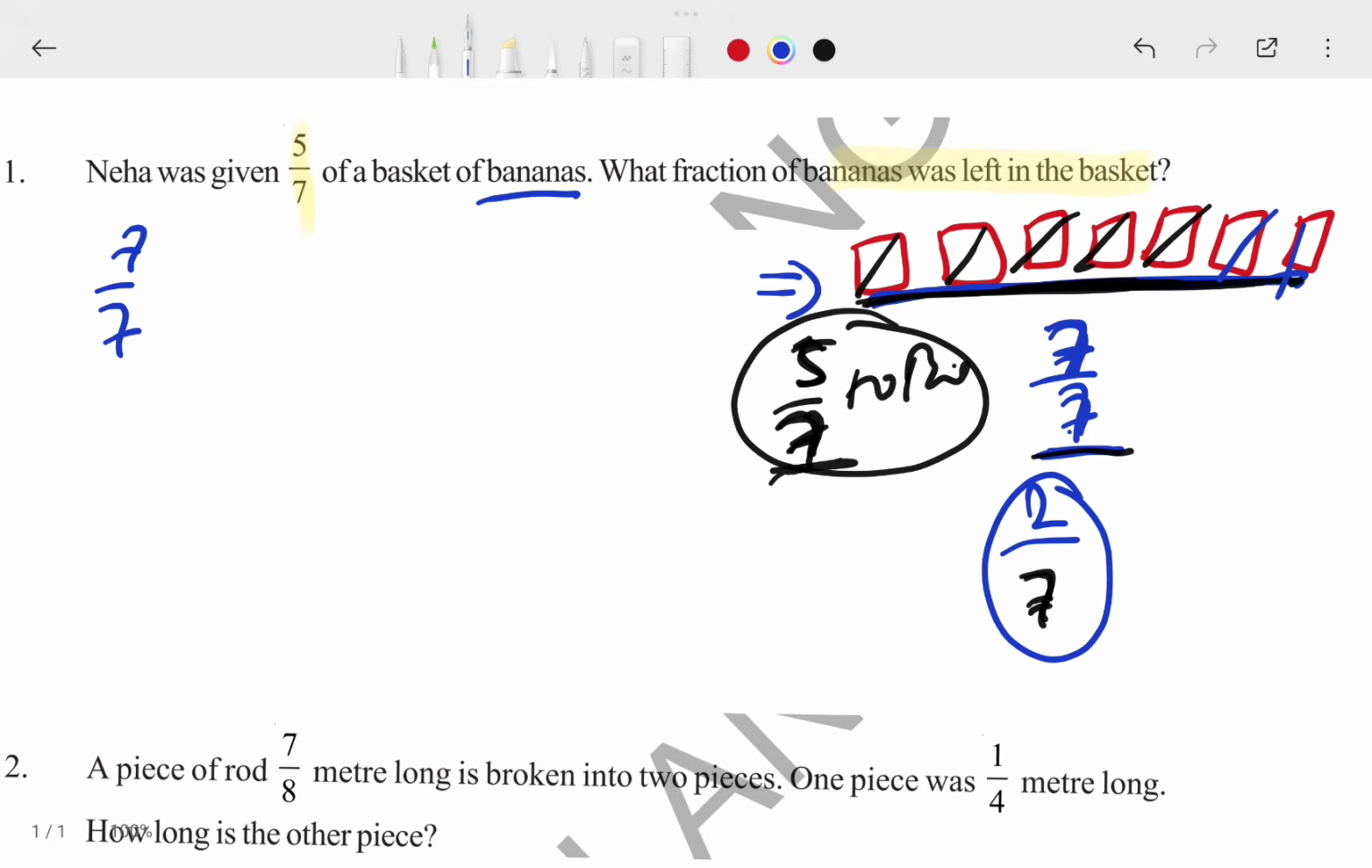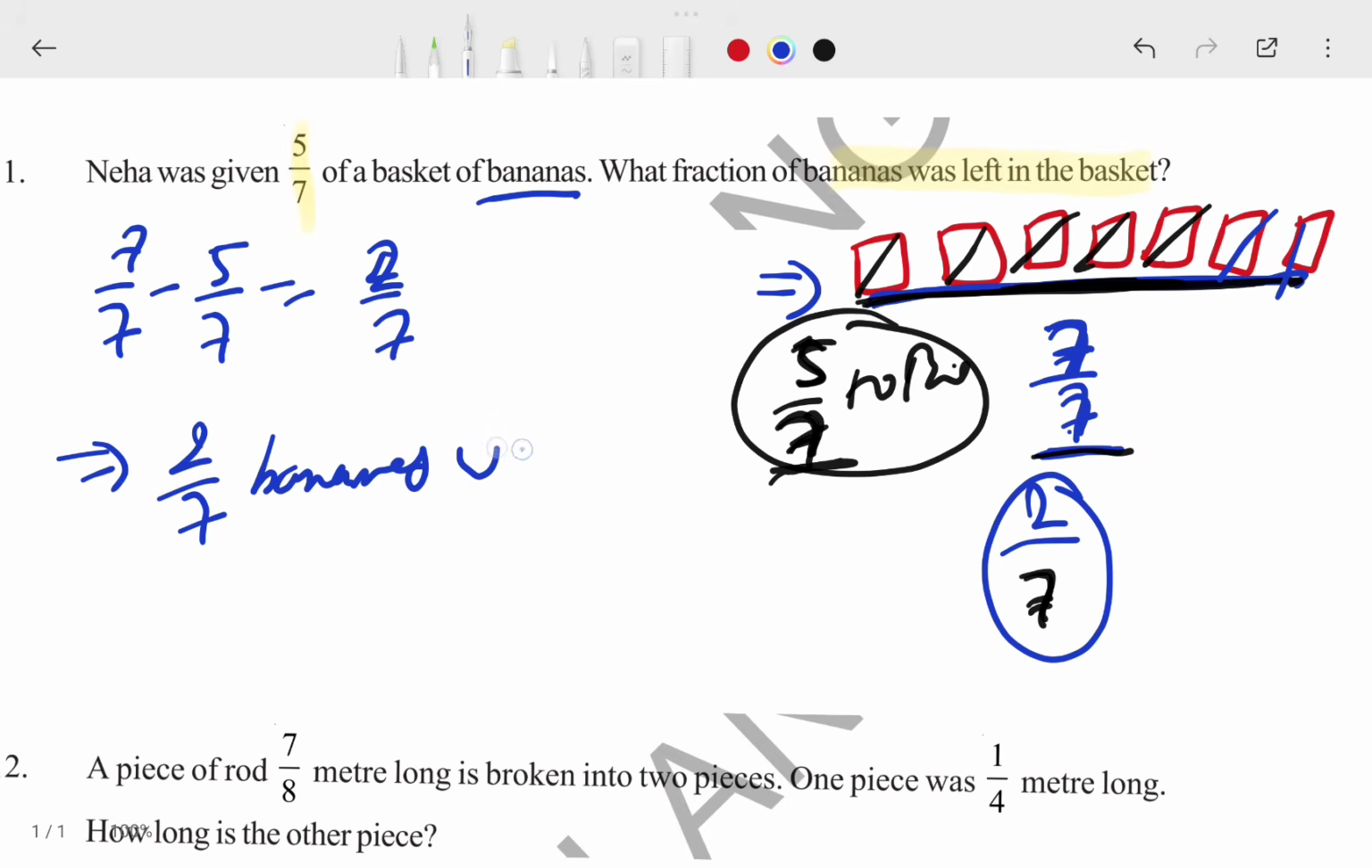So Neha's friend asked her for 5 boxes, so she gave 5 boxes. After that, what boxes will be left for them? Only 2 by 7. So the answer is 2 by 7 bananas. You can say 2 by 7 bananas were left in the basket, simply because 5 by 7 were given.